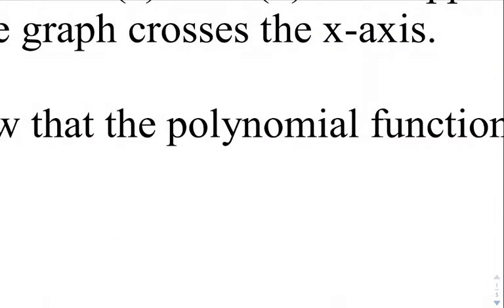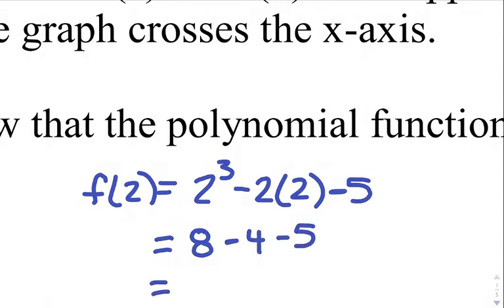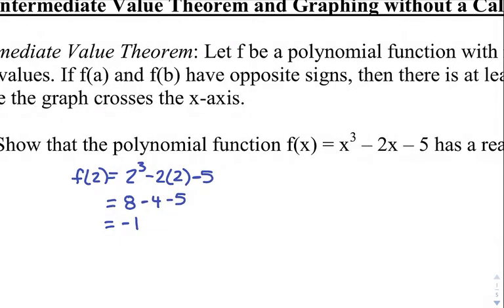So what we have to do is f of 2 equals, and now we're going to plug in 2 for x. So 2 cubed minus 2 times 2 minus 5. So 2 cubed would give me 8. Negative 2 times 2 would give me negative 4, and then minus 5. When I subtract all that, I'm going to get negative 1.